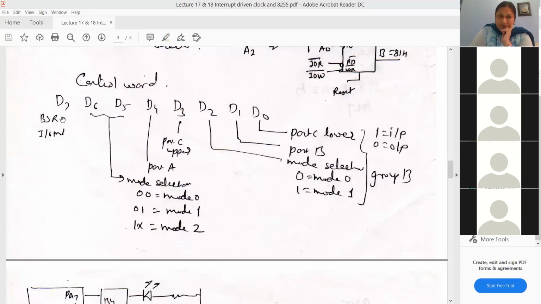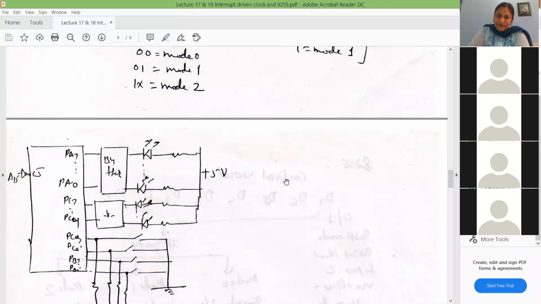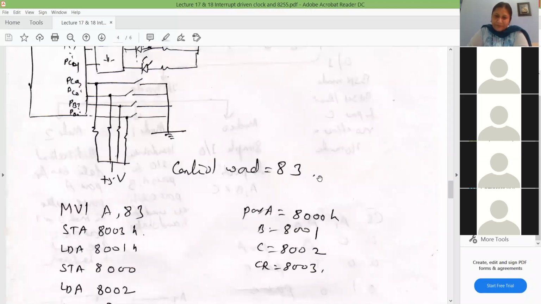So what is the combination? This should be 1 0 0 1. Sorry, no, ma'am, this pin is 0, also 0. Yes, 0. So it is 8 and this is also 0, 0, 1, 1. 0 and 1, 1. So 83. Understood? So the control word should be 83. Yes, ma'am.